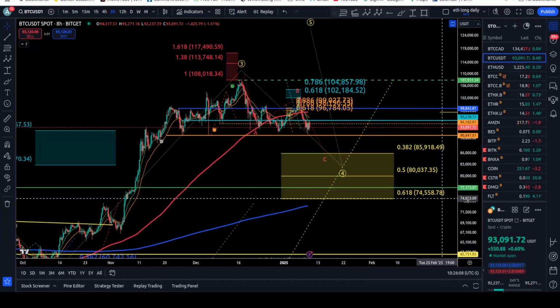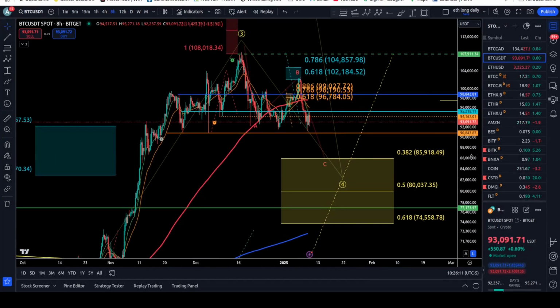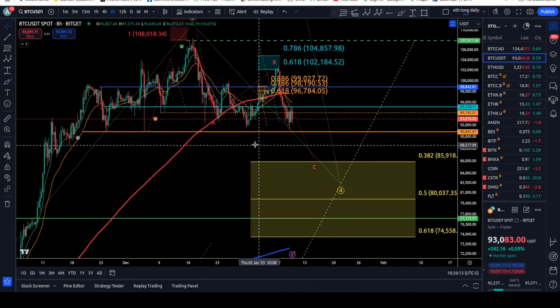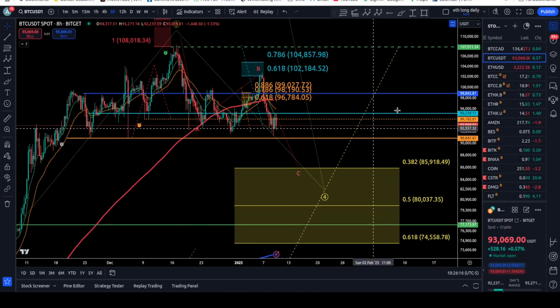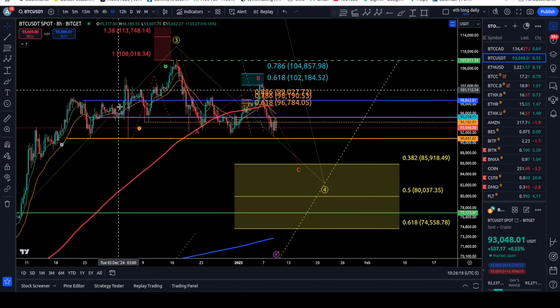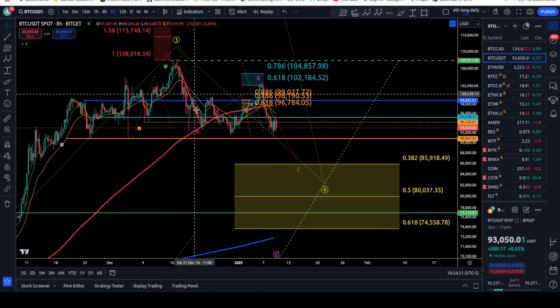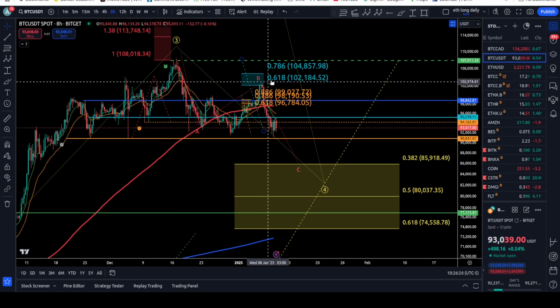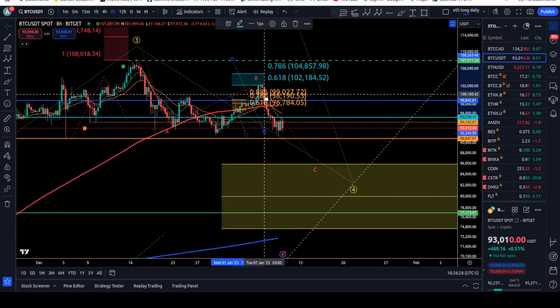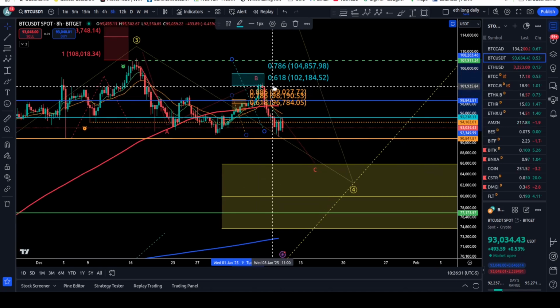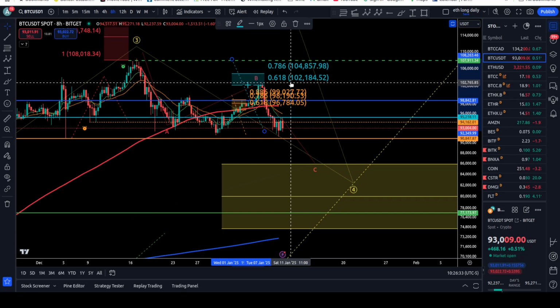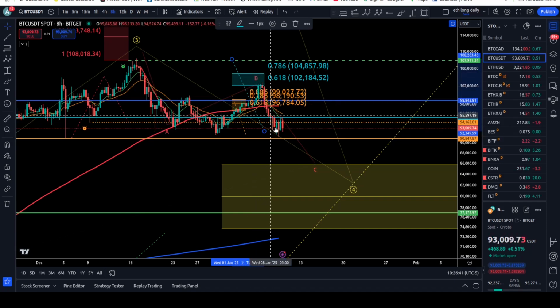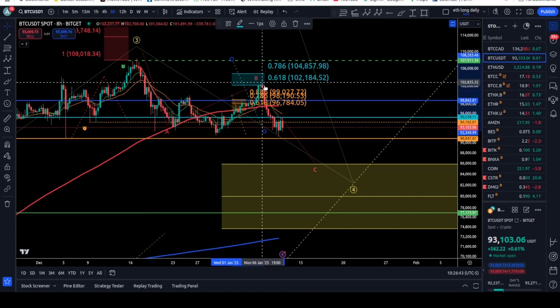Okay, here you go. So this is the top of the third wave. We did the A wave, calculated the fib retracement for this B wave. You can see that we kind of bent on at the 0.618, $102,184 and 85. Went a little bit higher, and now it looks like we're going down, right? We can see price got rejected at that level.